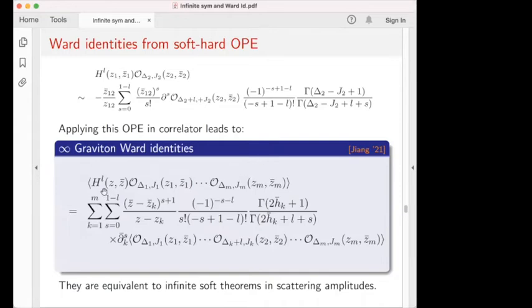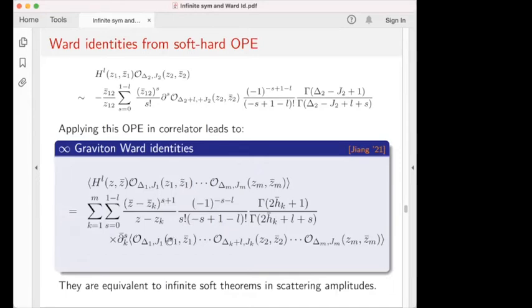On the left-hand side, I want to evaluate the correlation function of hard operators with soft insertions. So I just replace this soft graviton current with the hard operator using their corresponding OPE here. Then I sum over all the hard operators, and I will find the right-hand side. I claim this is just the graviton Ward identity.